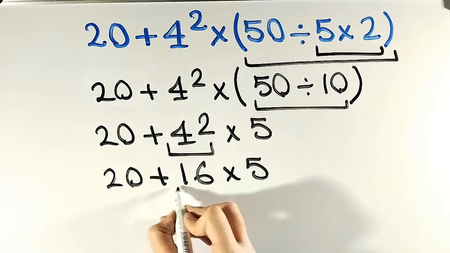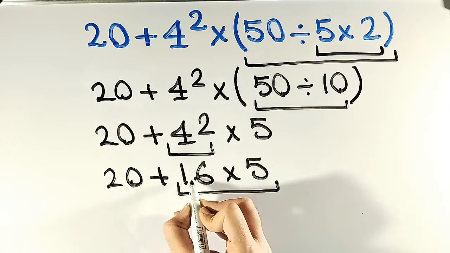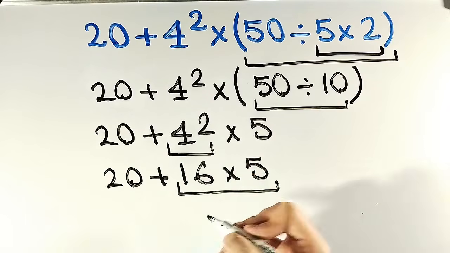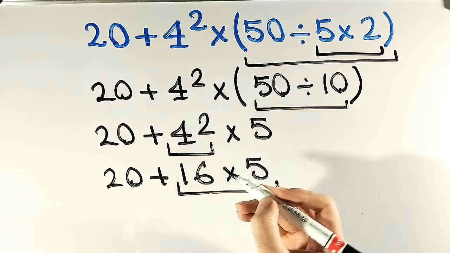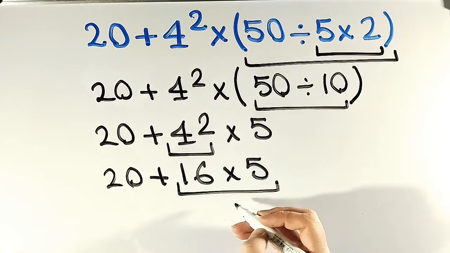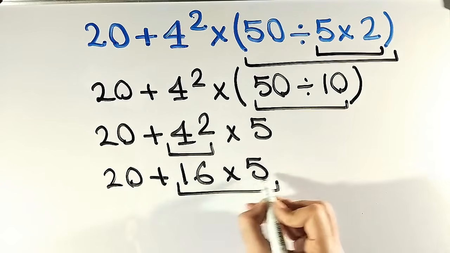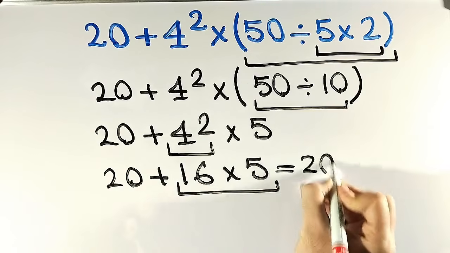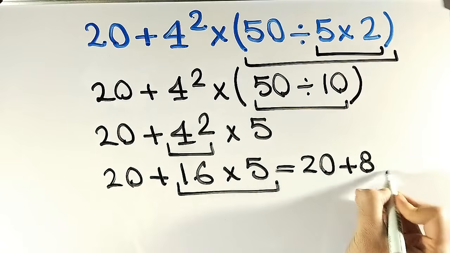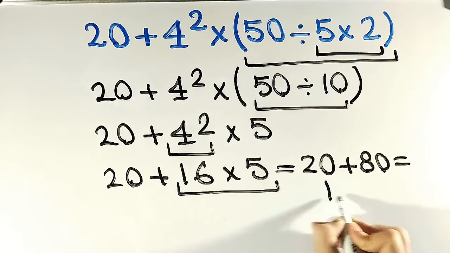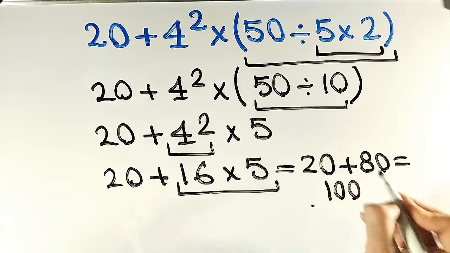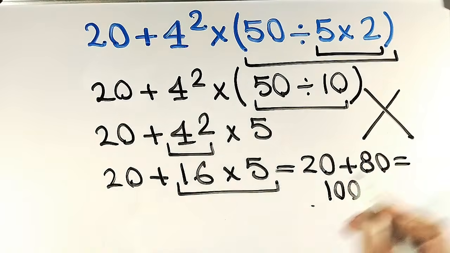And the final step, they go for the multiplication between 16 and 5 because they believe multiplication has a higher priority than addition. So, instead of this expression, they write 20 plus 80, which finally gives them the answer 100. But this answer is completely wrong.